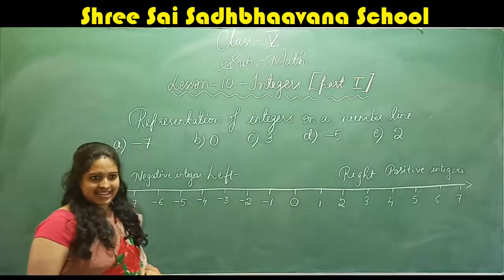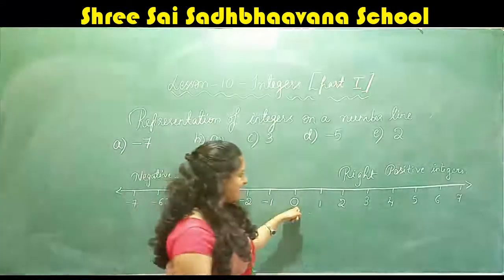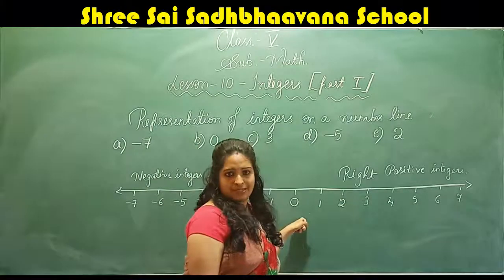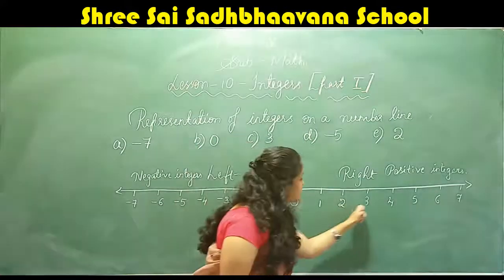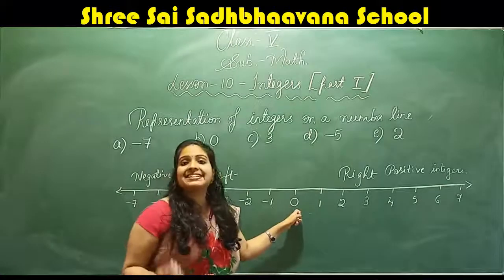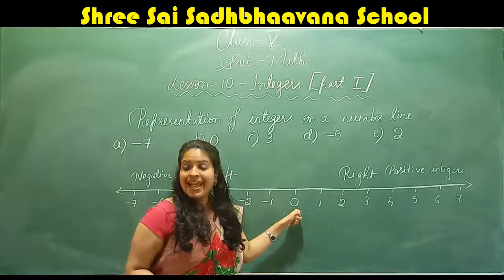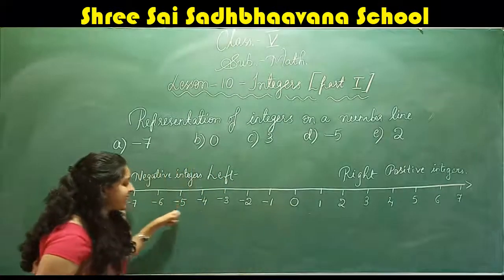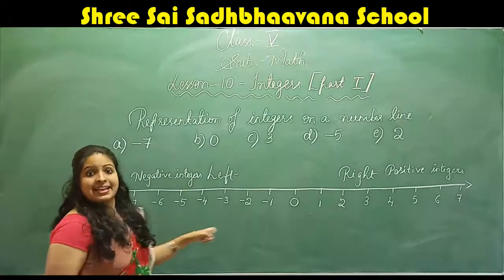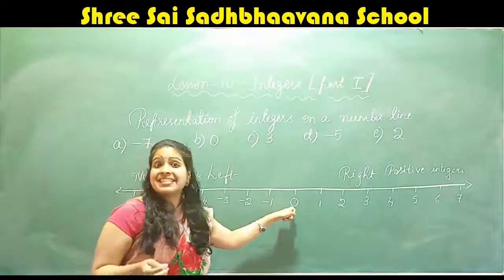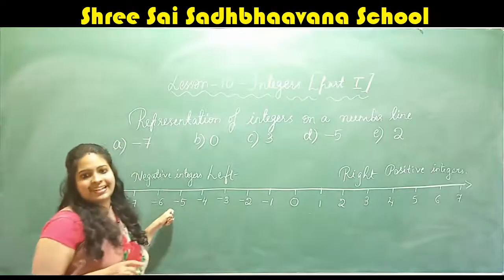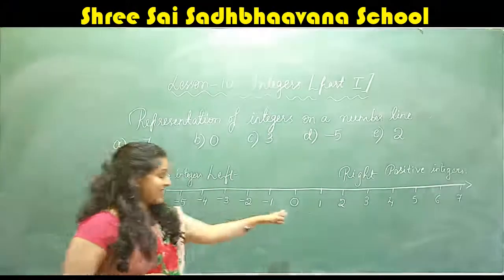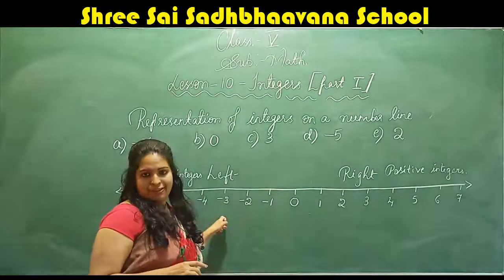See here, 0 is lesser than the positive numbers. Correct? That means all these positive numbers are greater than 0. And here you see all these negative numbers are lesser than 0. That means 0 is greater than the negative numbers.